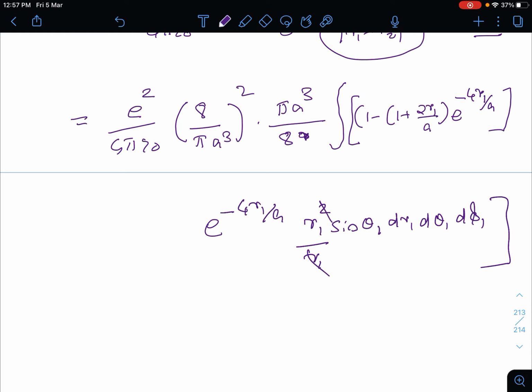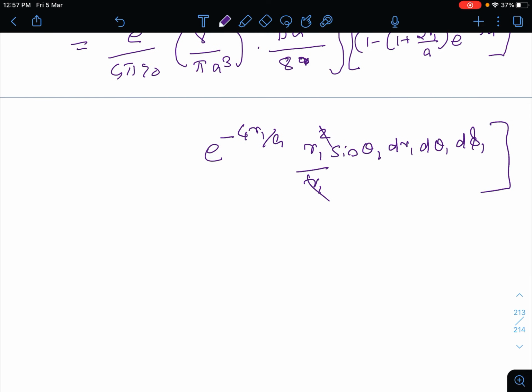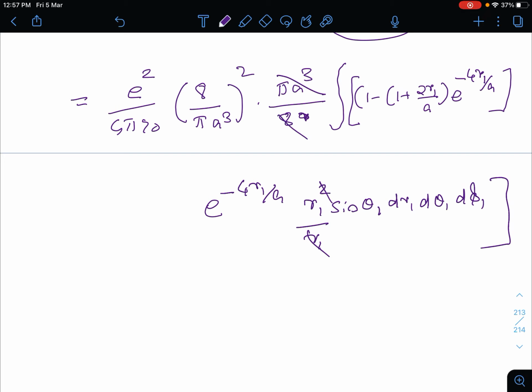Now we have to integrate this. So this becomes pi a cube 8, so the square cancels out. Now it's very simple integration, because there are no theta terms here, only sin theta d theta. When you integrate sin theta d theta over the limit 0 to pi, and you integrate d phi, which is also not there, there is no phi function, so together that will give you 4 pi.